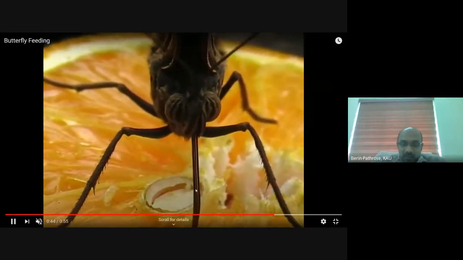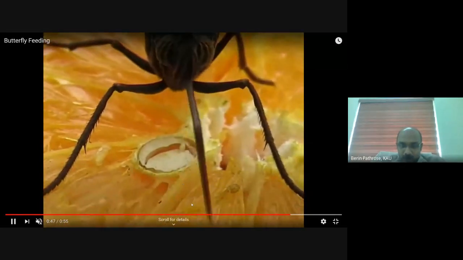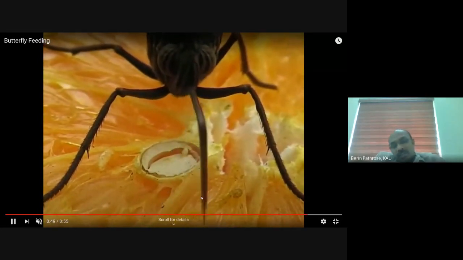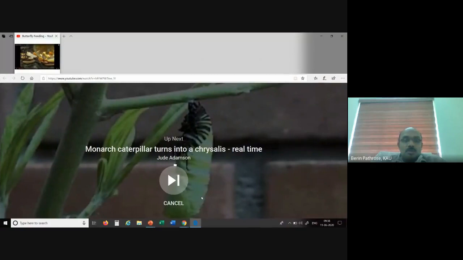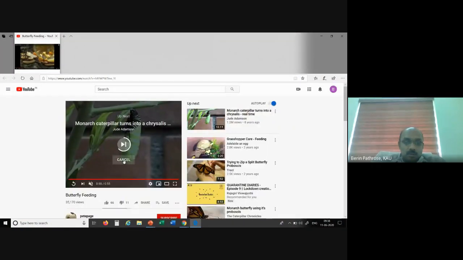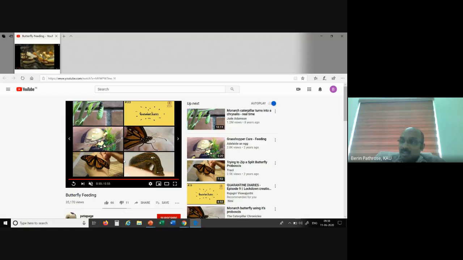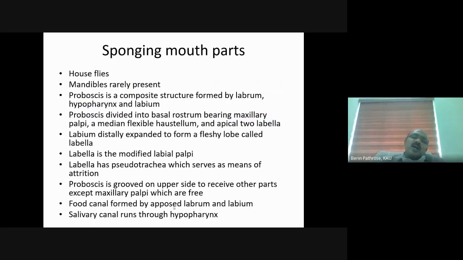Now it is clear, you can see it is two channels, kept together. So that's how, based on the kind of food consumed by the insect, the mouthpart is modified. In butterflies, the mouthparts are meant to suck the nectar. So the mouthpart is modified in a way that it can suck the nectar from the flowers. So this is with respect to siphoning mouthparts of butterflies. Now we will go to another mouthpart, that is sponging mouthparts.